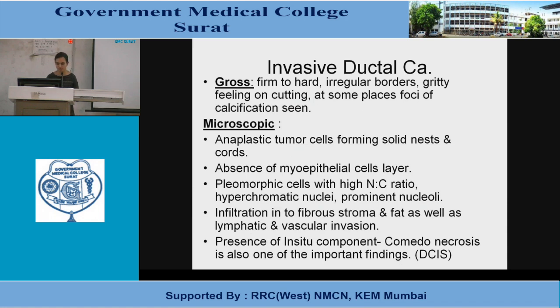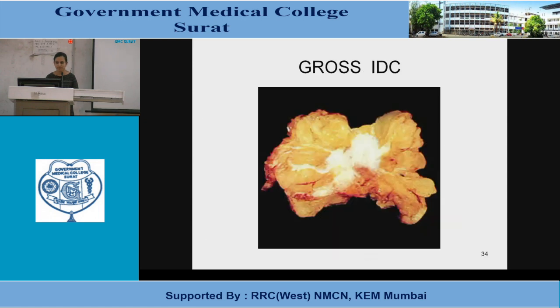Presence of in situ component. Comedonecrosis is also one of the important findings seen in ductal carcinoma in situ, also known as DCIS. So this is how the gross of IDC looks. Can you see these creeping areas? What you are seeing here is a crab-like appearance. These borders are not round or smooth, and these are creeping inside the fatty tissue of the breast. So this is basically how carcinoma looks in gross. Grayish-white appearance, firm in consistency.